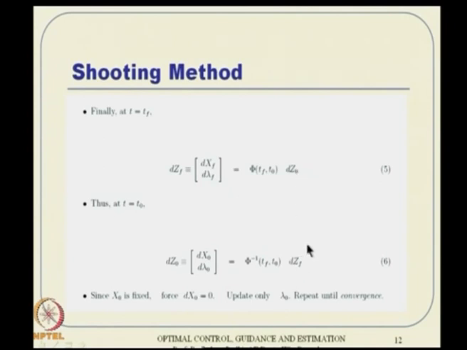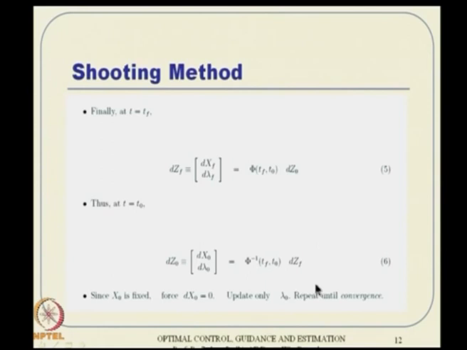Ultimately, what you will know is that lambda_f is embedded in dz_f, so dz_f will contain the d lambda_f term, and using that we will be interested to calculate d lambda_0. That is the whole idea there. Anyway, coming back, this dz_f is calculated this way, and hence in principle this dz_0 is nothing but phi inverse t_f, t_0 times dz_f. Also remember, state transition matrices are never singular, and hence this inverse always exists. So this is always possible to compute.